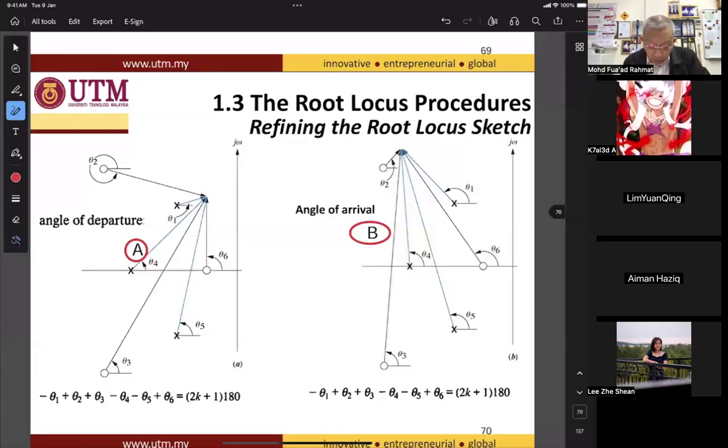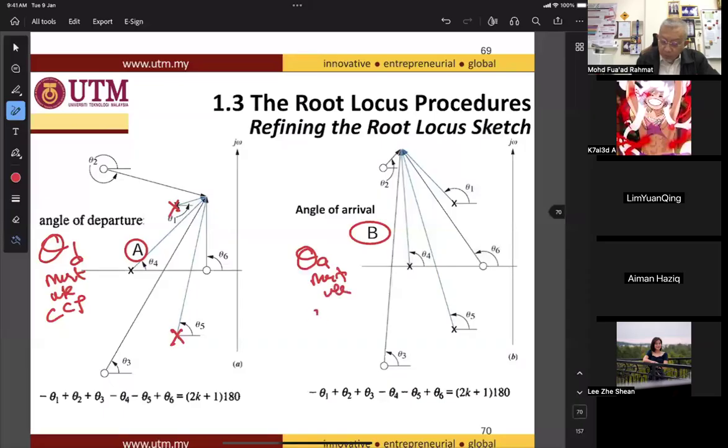So we go for the angle of departure first. Angle of departure must use complex conjugate poles. So in this case, the complex conjugate poles are here. For theta arrival, we must use complex conjugate zeros, which are here. Okay, guys. So we have 6 angles.